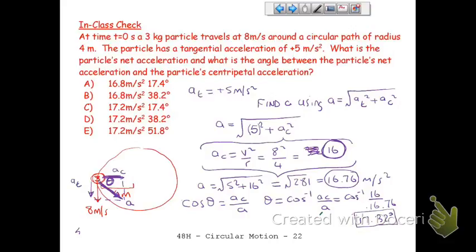I'm sorry? So, yeah, 17.4 and 16.8, so it's going to be A. Cool. So, sorry about rushing towards the end, and somebody in the class kind of helped me out by spotting it, so let's stop there.